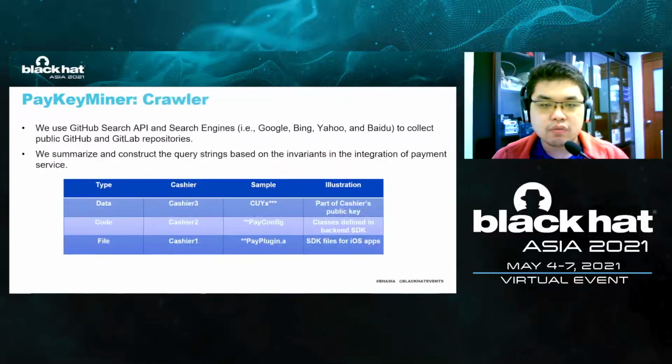So, the crawler will first identify the payment-related Git repositories with the help of the GitHub search API and 4 search engines, including Google. Towards this end, we summarize 3 types of environment in the integration of mobile payment to construct the cashier-specific query streams. Such an environment can be either data, code, or file name. For example, the public key of cashier 3 is global and shared among its merchant apps. So we construct a segment of its public key as one of our query streams.